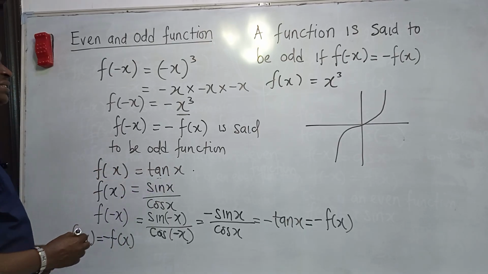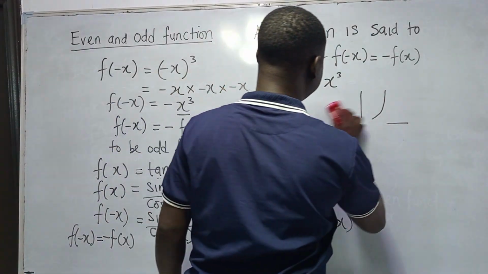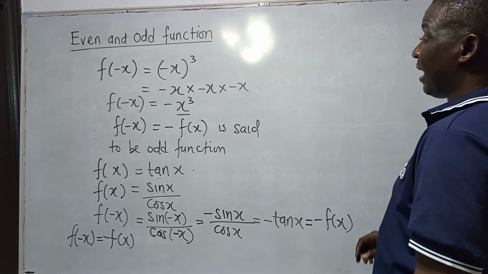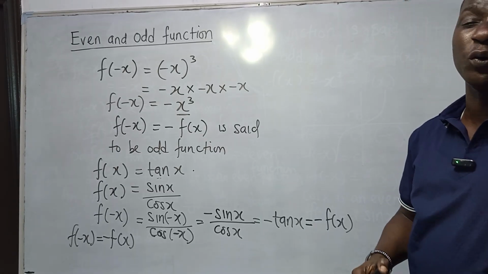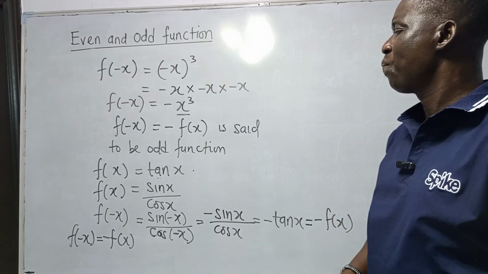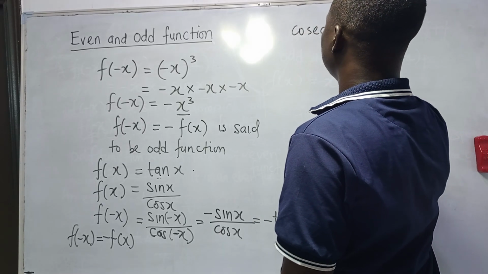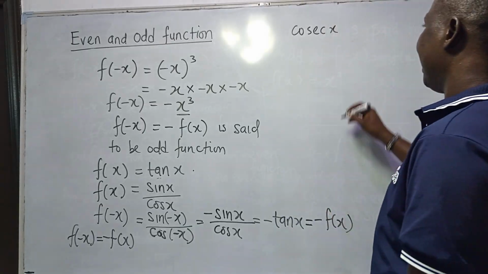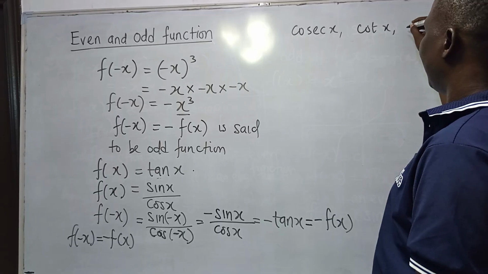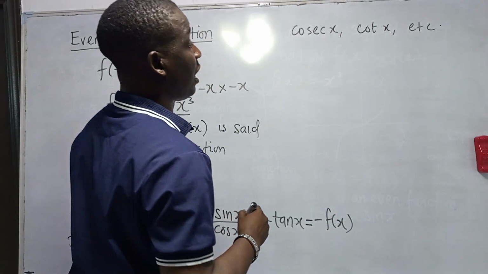It means that tan is an odd function. And odd functions are always symmetrical about the origin, because of their graph. Now you can check all these. All these are also odd functions: cosec x, cot x, and so on. So they are odd functions. You can check them out.